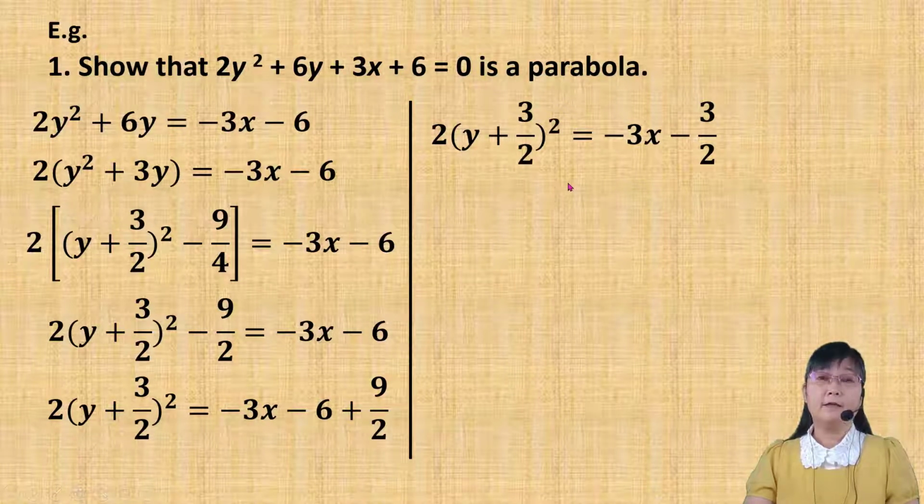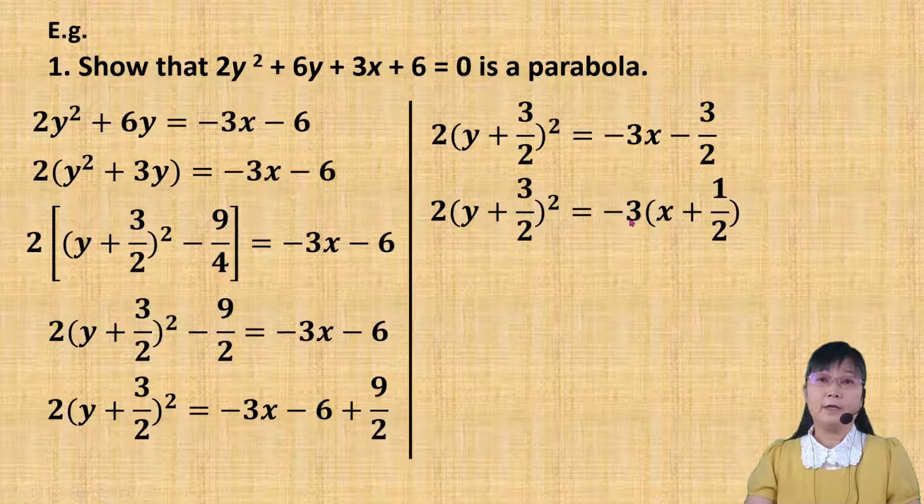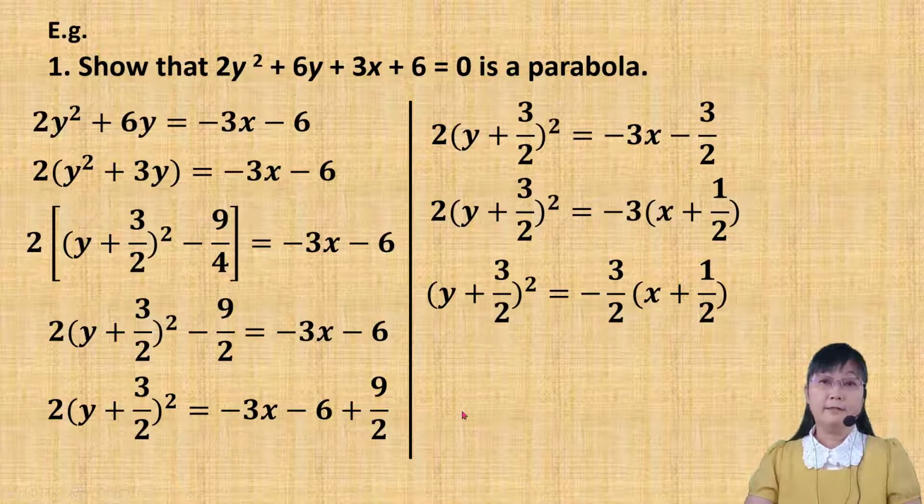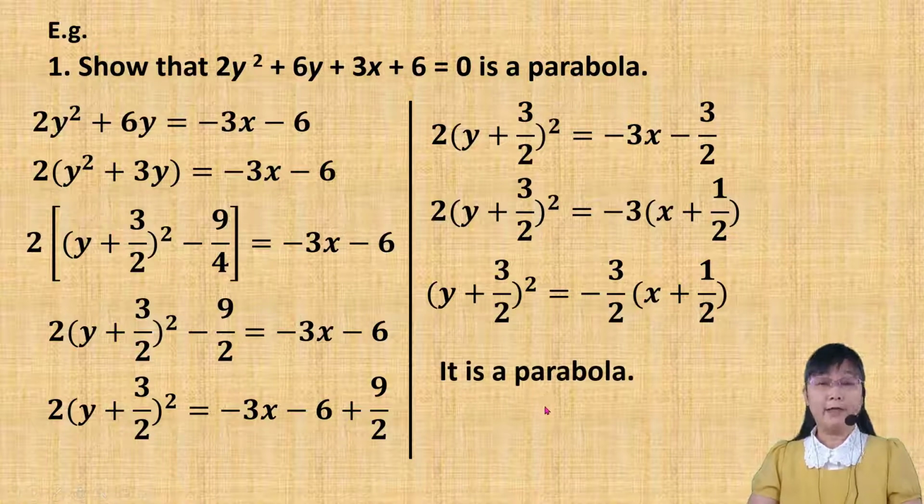Then after that, I have to make sure that the coefficient of x must be equal to 1. So first, I'm going to factorize the negative 3. When I factorize the negative 3, next I'm going to shift the 2 to the right hand side. Now, when I double check the equation here, this equation meets all the conditions of the standard form of a parabola. So therefore, I conclude that this is a parabola.